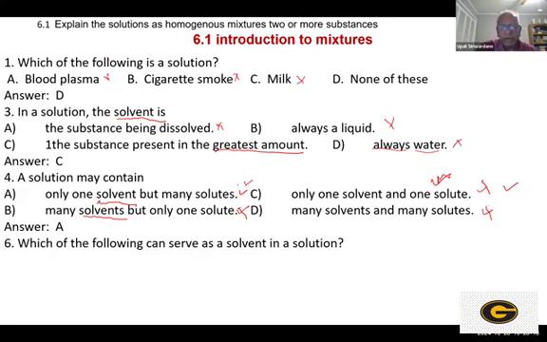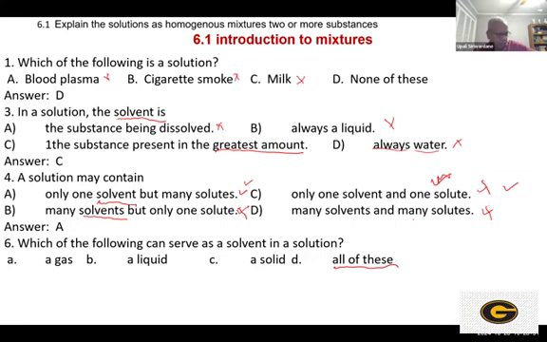Which of the following can serve as solvent in solution? All of these. The physical state of the homogeneous mixture is decided by the solvent. It could be a gas as the major component, liquid as the major component, or solid. So all of these.